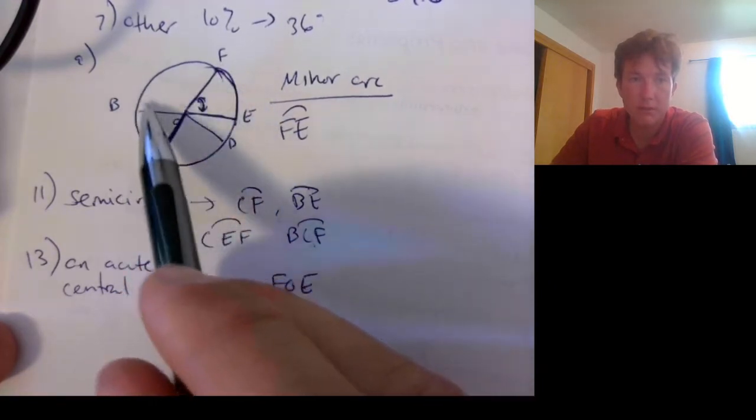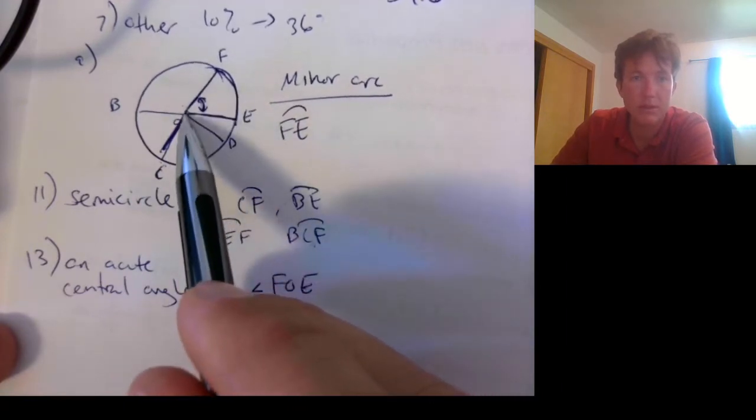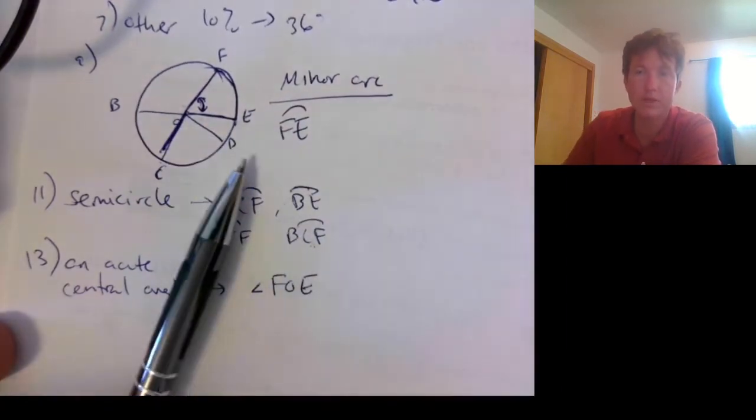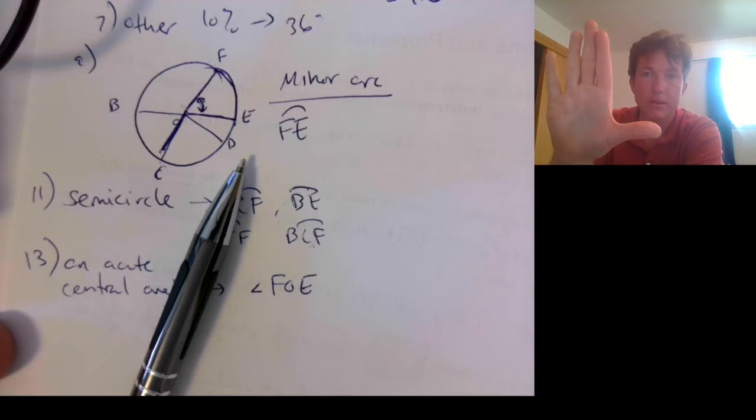This one up here would not be acute, since that is clearly larger than 90 degrees. 90 degrees is going to be a right angle. Just take your fingers and go like that. You've now made a right angle, okay? That's a right angle.